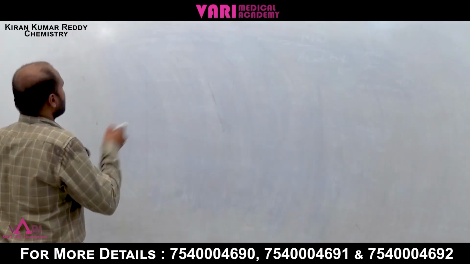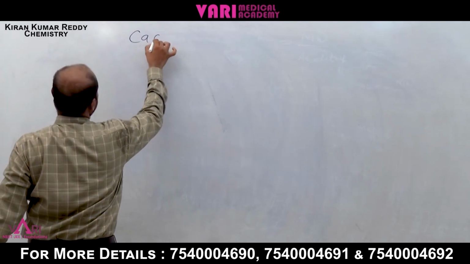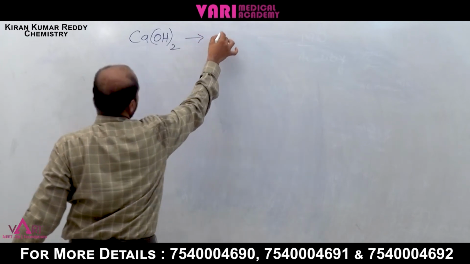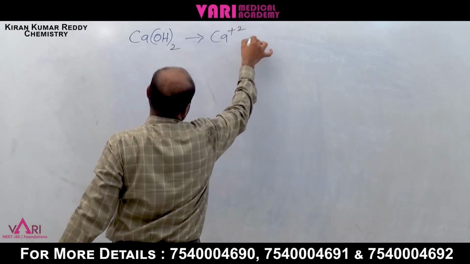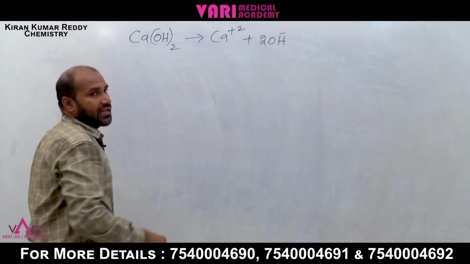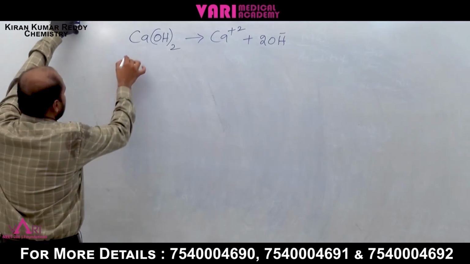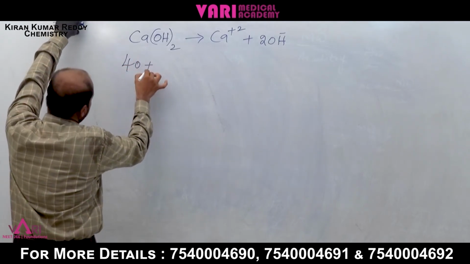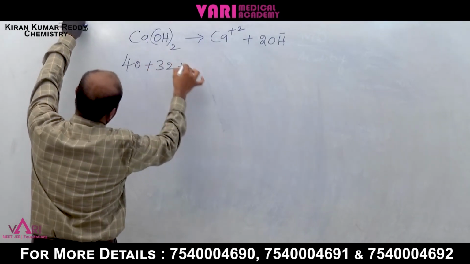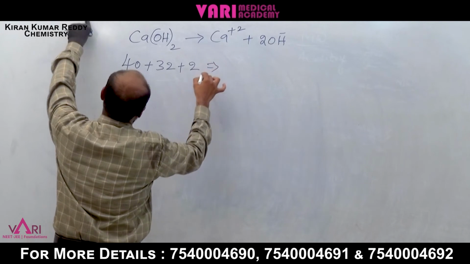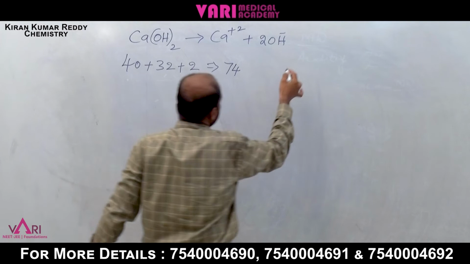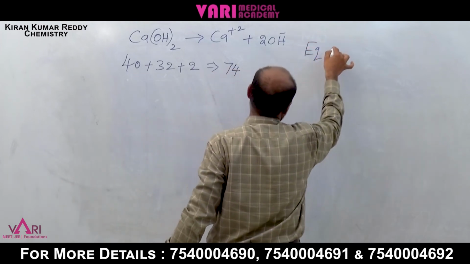Write down calcium hydroxide. Gram equivalent weight of calcium hydroxide. Here is calcium plus 2 and 2 OH minus. How many are replaceable? 2 hydroxy groups are replaceable. Here calcium atomic mass is 40, oxygen 2 into 16 is 32, plus hydrogen 2, that is equal to 74. What is the equivalent weight of base?